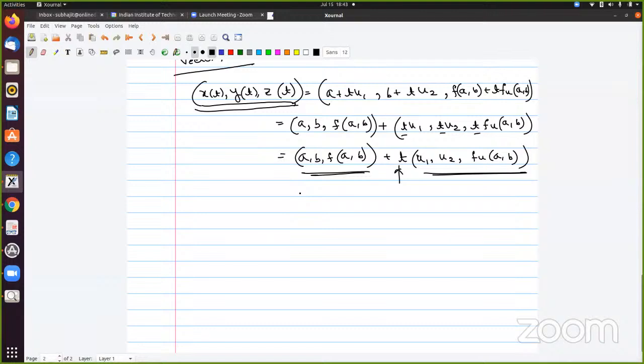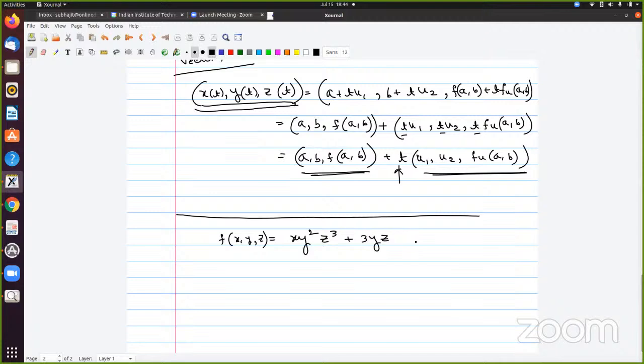You want me to calculate the partial derivative? Okay, tell me. f of x, y, and z: the derivative of x y square z cube plus 3yz. Now if I want the partial derivative with respect to x, what will it be?